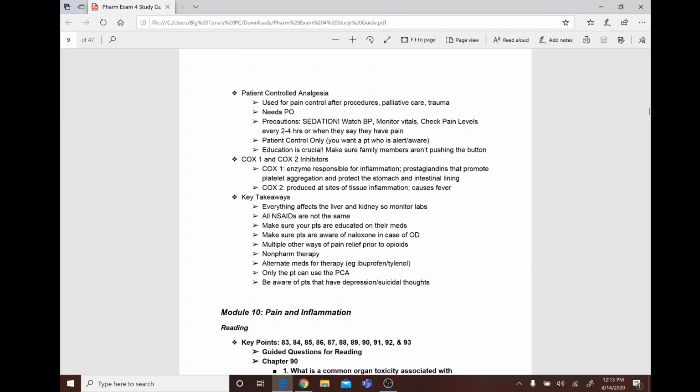All right, patient-controlled analgesia. It's used for pain control after procedures, palliative care, and trauma. Patient-controlled analgesia, you need a physician's order. You have to watch for sedation. You've got to watch blood pressure, monitor vitals, check the pain levels every 2 to 4 hours when they say they have pain. You want a patient who's aware and alert when teaching them. Make sure your family members don't push the button.